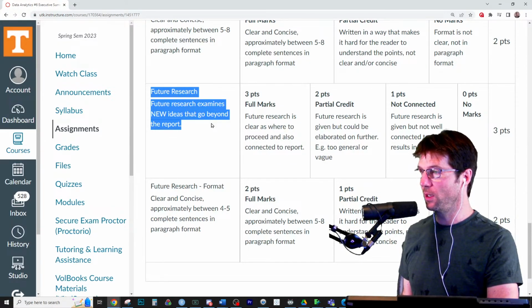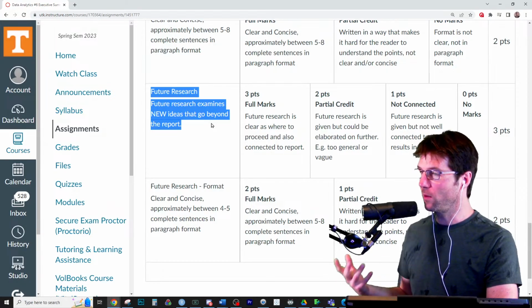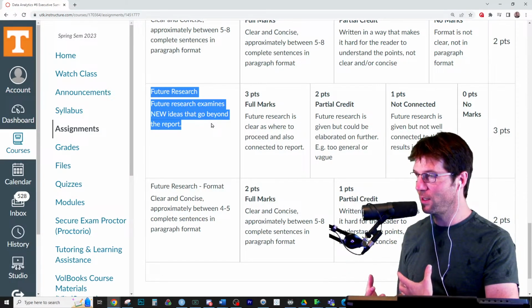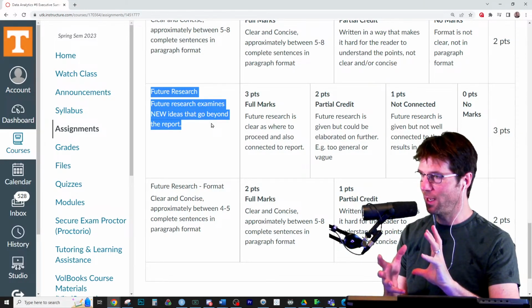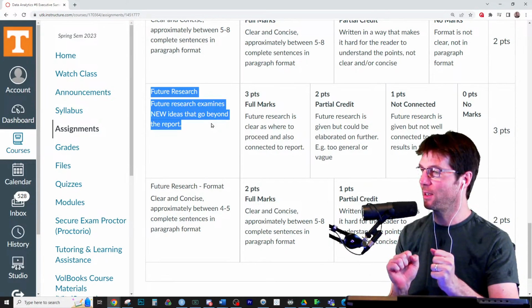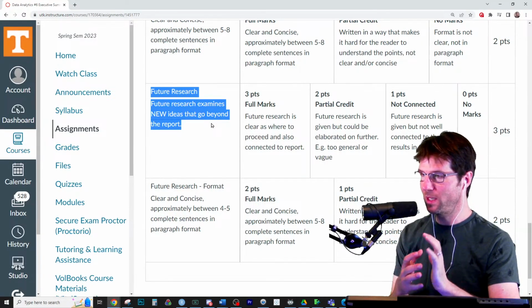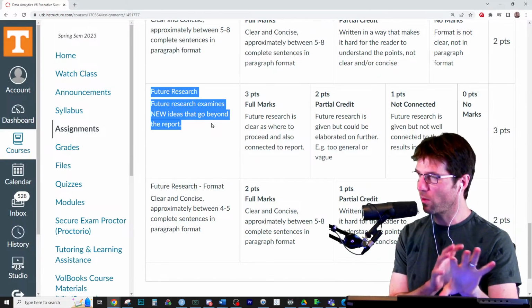So future research, I like to compare it to a Marvel movie when they have the teasers at the end. It's something that is almost standalone. If you ever look at the teasers for Marvel movies, they add in this little thing at the end, and it's just like a little extra thing. So it could almost be disconnected from the movie, but it is related in some way.